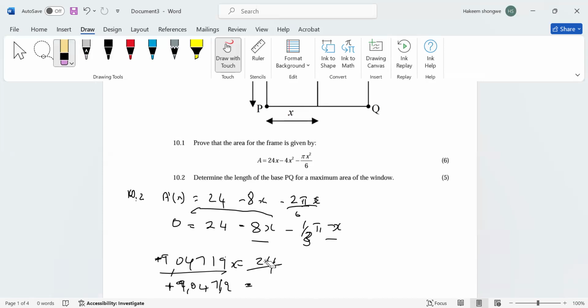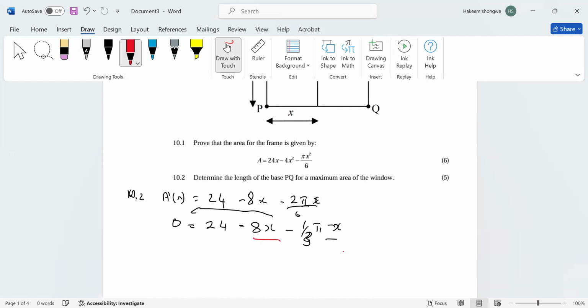Okay, let's do this maybe to avoid confusion, because I can see I've made multiple mistakes. So we say we add this one and this one. This one is still 24. This one and this one is the one that gives us minus 9, comma, what is that? 0, 4.